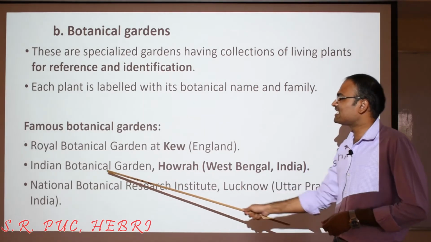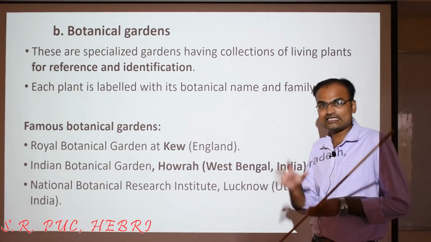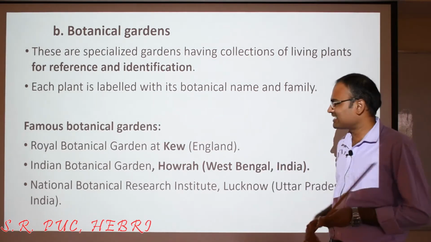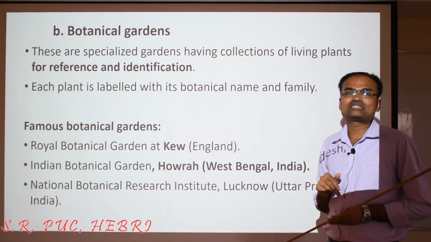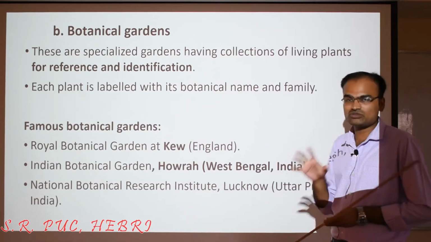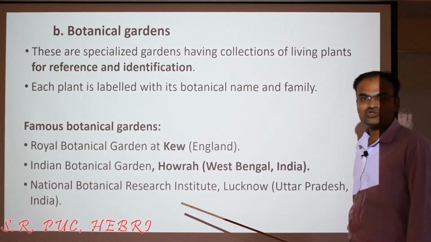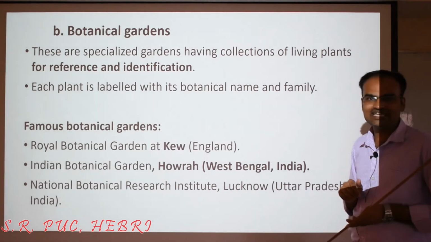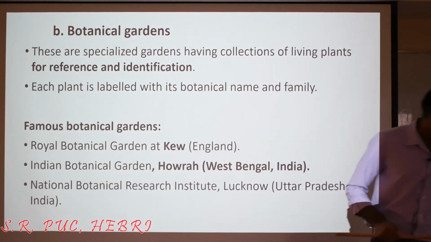The second one is the Indian Botanical Garden, Howrah, West Bengal in India. In our country, the biggest botanical garden is called the Indian Botanical Garden. It is situated in West Bengal; Howrah is the place name. It is the biggest botanical garden in India. Another one is the National Botanical Research Institute, Lucknow in Uttar Pradesh, in India only. Okay, so these three are very important from the exam point of view.